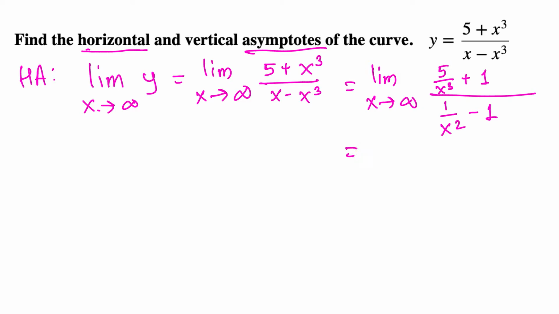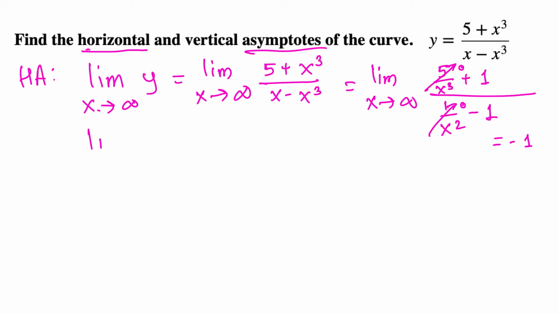Now when we take this limit, 5 over very big means it's going to be 0, 1 over very big means 0, so we get 1 over negative 1. So this is pretty much negative 1. So the horizontal asymptote is y equals negative 1.